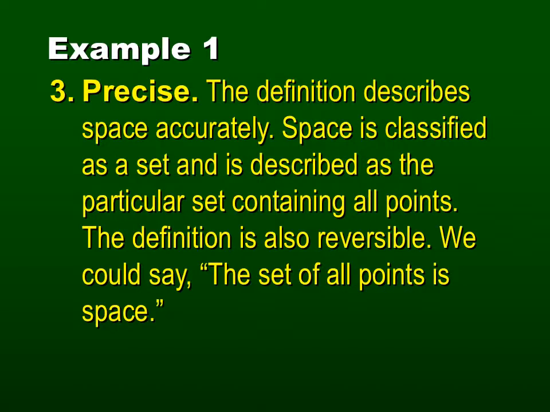Now let's look at our next characteristic, precise. We're describing space accurately, so that's okay. We classify it as a set, and we describe it. And our definition is also reversible. If we say the set of all points, we know that that's talking about space, so it can go backwards.